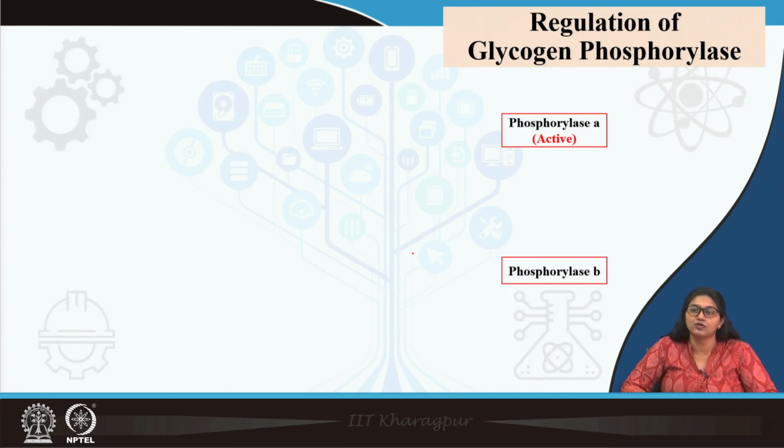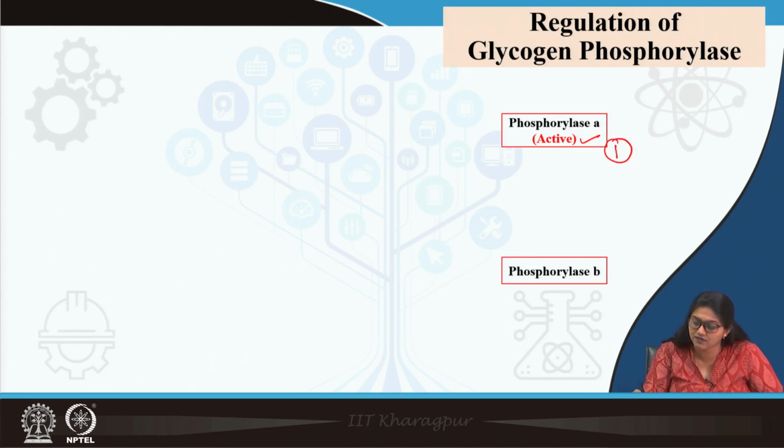So, glycogen phosphorylase remains in two forms, phosphorylase A and phosphorylase B. Phosphorylase A is the active form of the enzyme, whereas phosphorylase B is the inactive form. What is the difference? Phosphorylase A is the phosphorylated form and phosphorylase B is the dephosphorylated form.